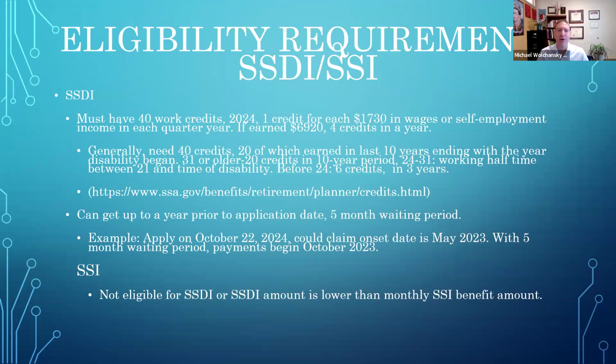So 40 work credits, what does that mean? That essentially means that you get a credit for every $1,700 in wages or self-employment from each quarter. So you can earn 4 credits in a year. So essentially to get SSDI, you have to work for 10 years making over this amount. Now, if you're a different age, there are different requirements for the amount of credits that you need.